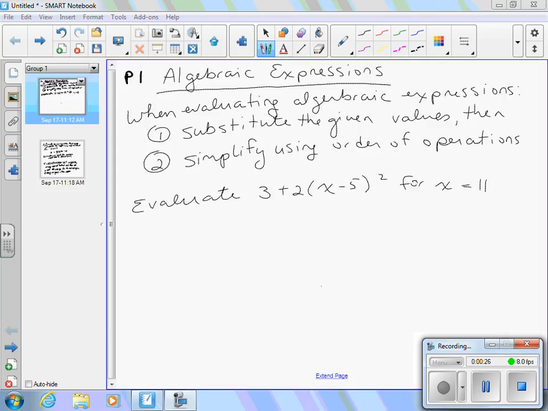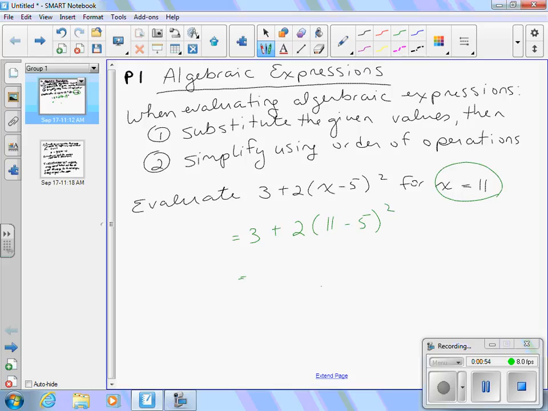As an example here, we have 3 plus 2 times, in brackets, x minus 5, all squared, 4x equals 11. So this is your given value of the variable. The first step is to substitute. So that's equal to 3 plus 2 times 11 minus 5 squared. This line of the solution is non-negotiable. Always show your substitution before you do any simplifying.